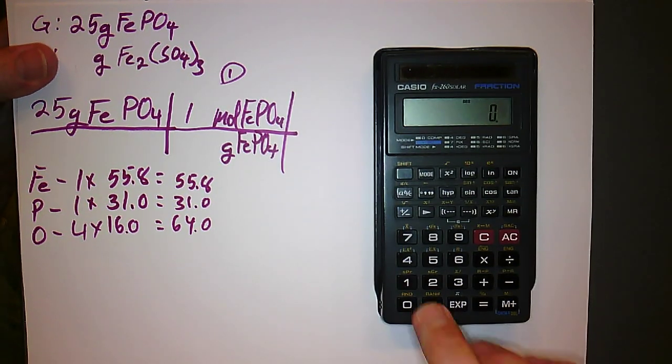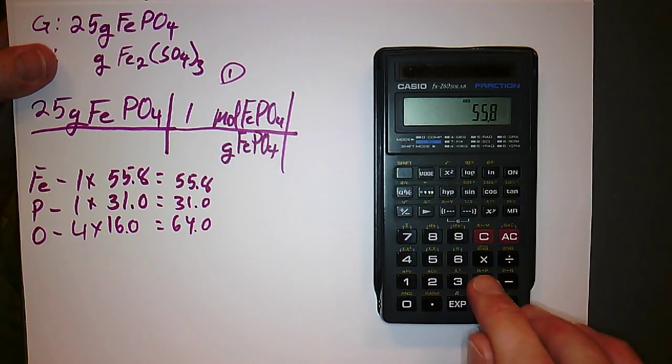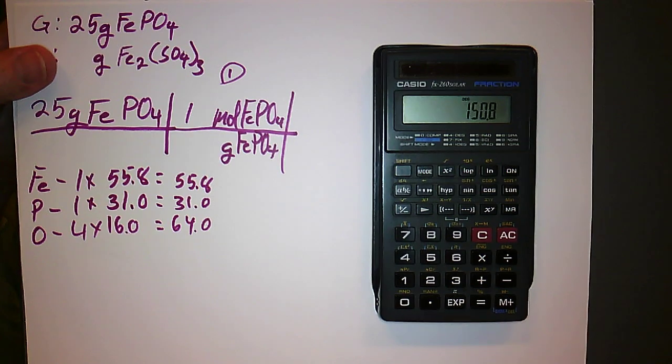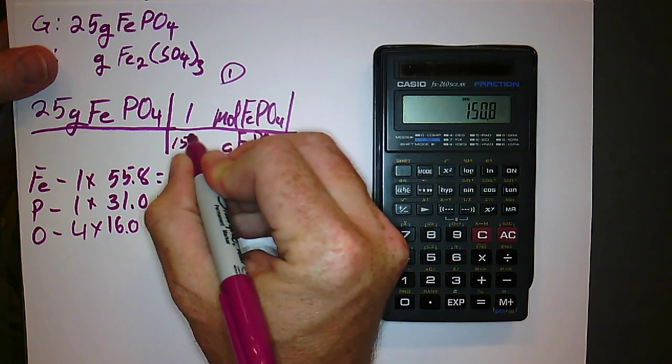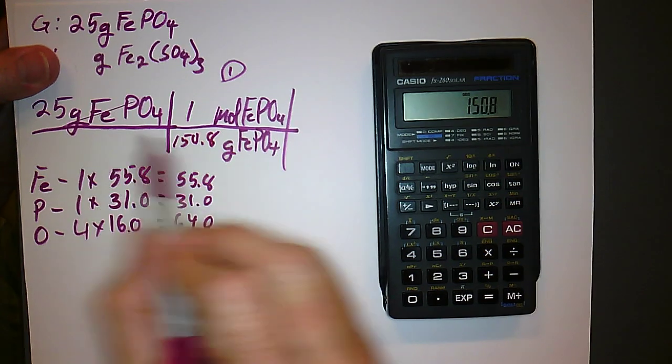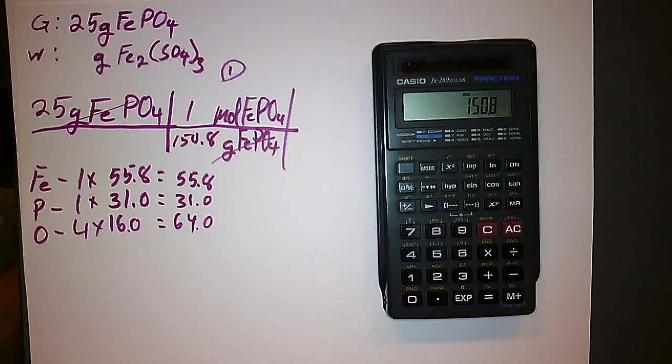All right, so we'll add those together. 55.8 plus 31 plus 64, and we get 150.8 grams there. We can cancel that unit if we want to, or you can wait and do that at the end. Now, is everybody with me? Caught up right now? Nope? Okay, I'll give you a minute.